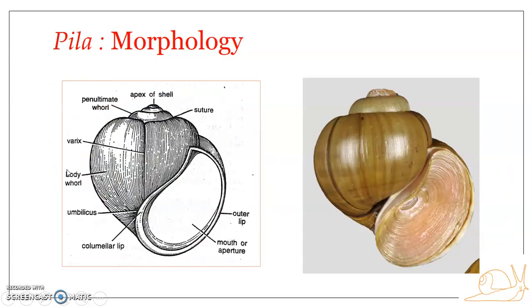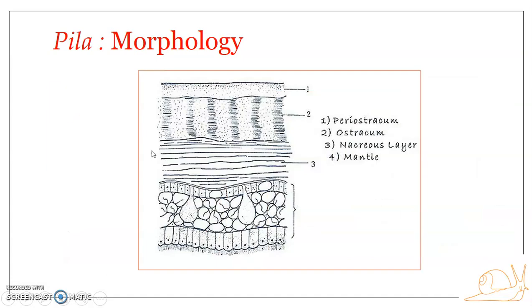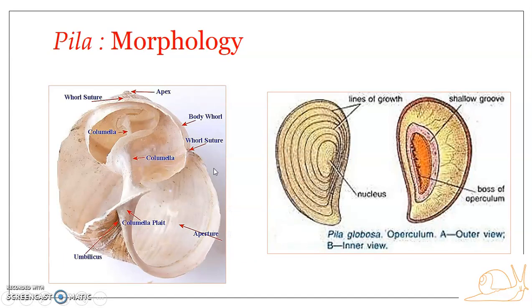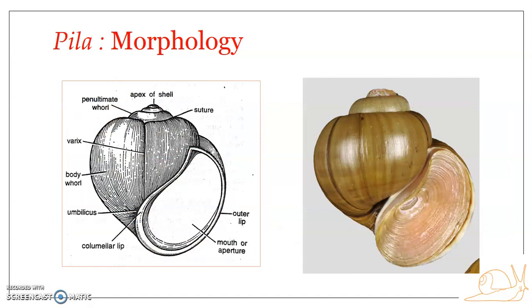So we saw the external structure of the shell of Pila, and then we also saw how it is chemically formed. If you take a section, this is how it will look. So this is about the shell morphology, the structure of the shell. Fine, thank you.